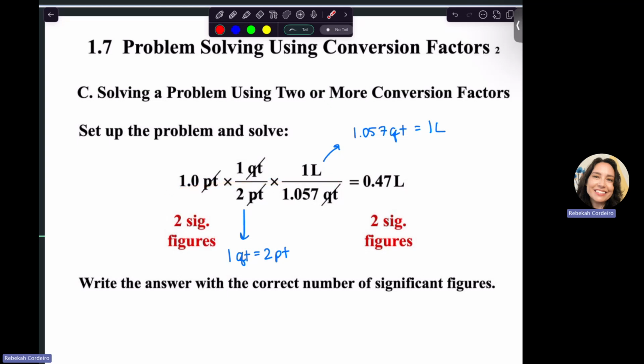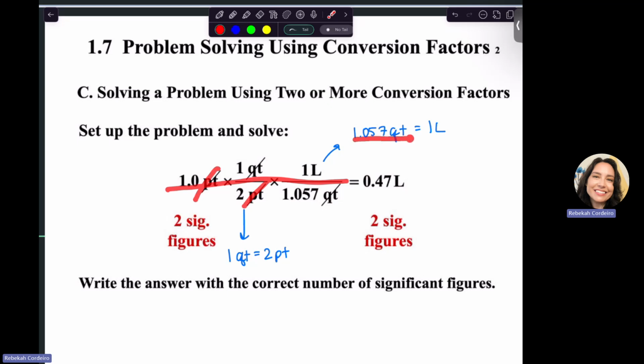So if I put those pints on the bottom, I'm going to cancel pints out. If I stopped there, well, you didn't do this part, I would have quarts. I don't want to stop there yet, though, because the question's asking me for liters. So we're going to go one step more. So we've canceled out our pints. We have quarts now. So in order to cancel quarts out, I got to put quarts in the bottom.